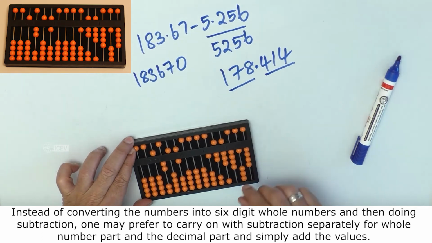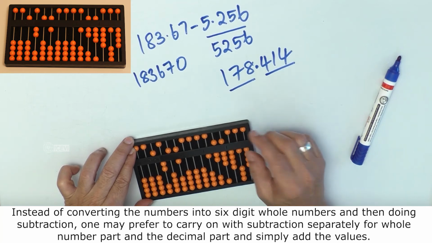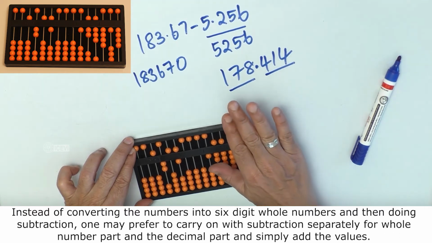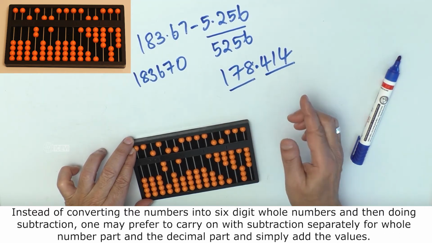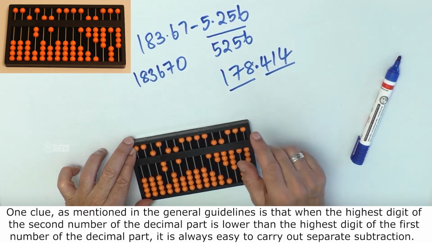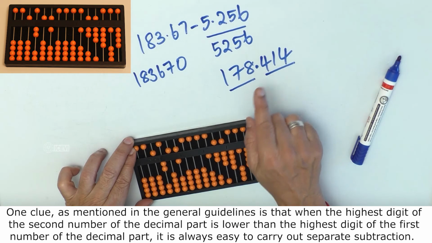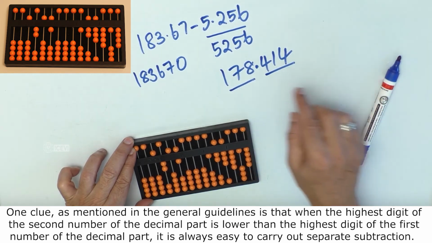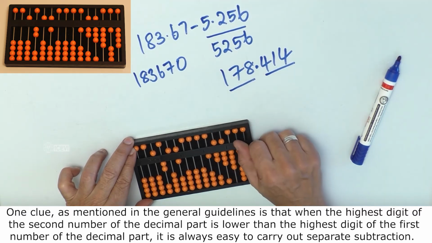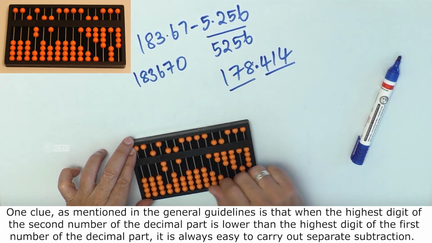Instead of converting the numbers into 6-digit whole numbers and then doing subtraction, one may prefer to carry on with the subtraction separately for the whole number part and the decimal part and simply add the values. One clue, as mentioned in the general guidelines, is that when the highest digit of the decimal part of the second number is lower than that of the first number, it is always easy to carry out a separate subtraction.